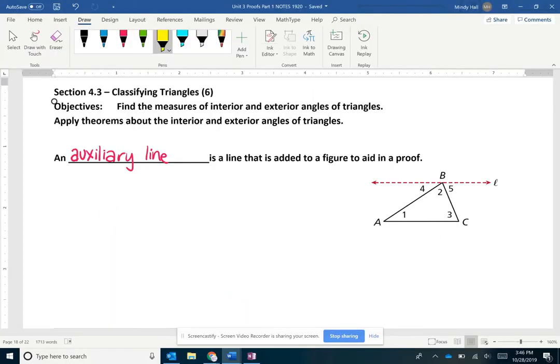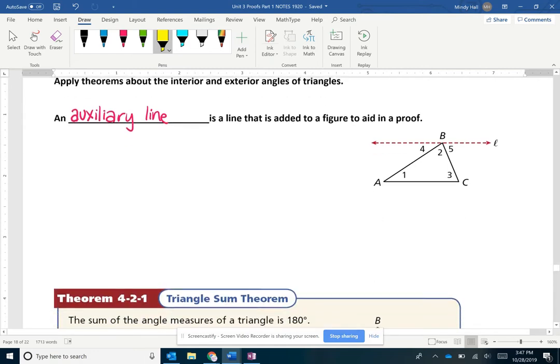The final lesson of Unit 3 for geometry is going to be classifying triangles and looking at their interior and exterior angles. We are going to start with the fact that we have auxiliary lines now, and these lines are used to help us figure out how to solve a proof. These lines may or may not be drawn for you, but they help you find relationships and help you solve the proofs that you will be seeing in the near future.